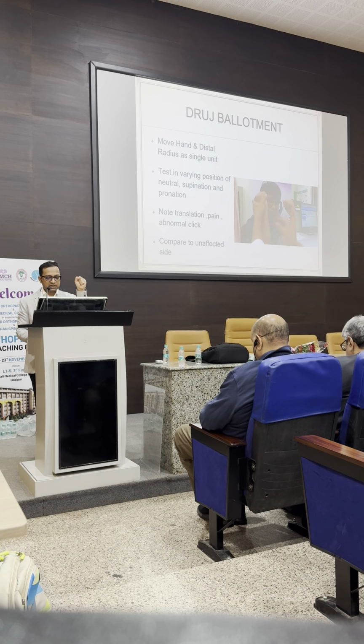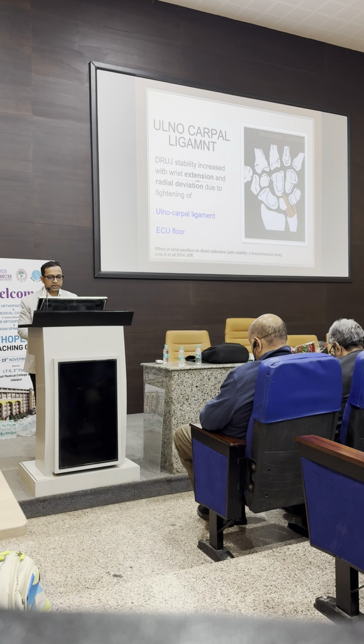All the muscles are preventing that. On the opposite side, it's frankly palpable. Even with radial deviation, there is no restriction of the movement. Okay? So that is your DRUJ ballottement test.